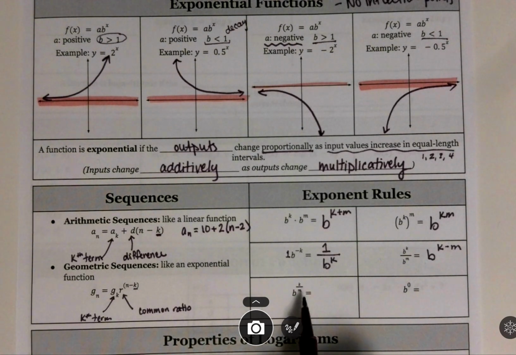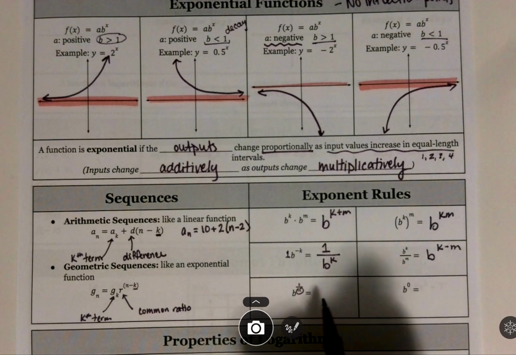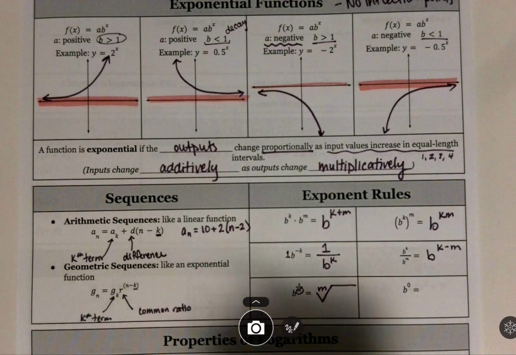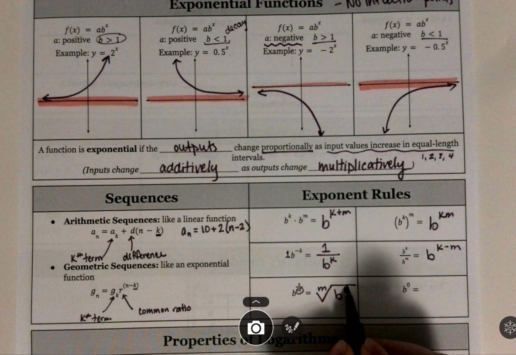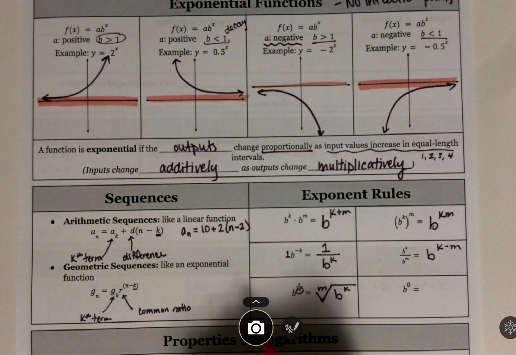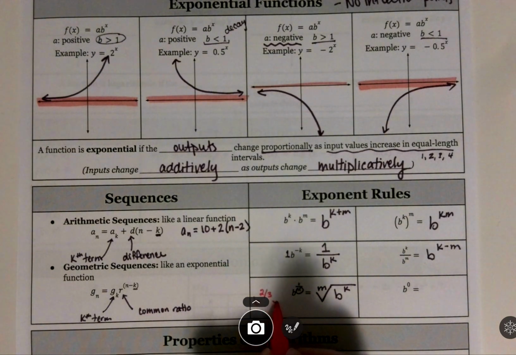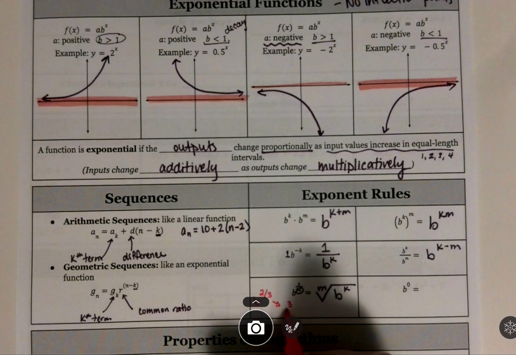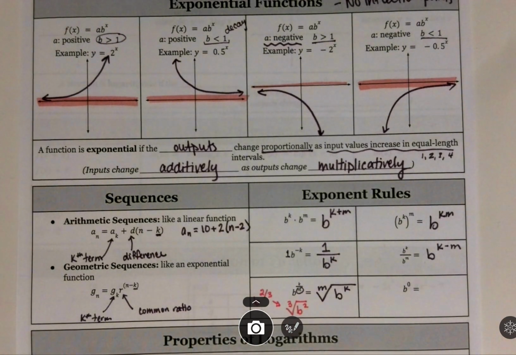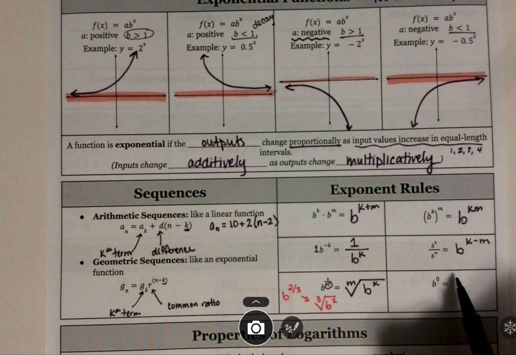If I have an exponent that's a fraction, I can identify the denominator here as my index. So my m is telling me what root it is. Is it a square root? Is it a cubed root? And then the numerator of that fraction goes on the inside. I'll give you an example for this one. If we had b to the power of 2/3, that would become the cubed root of b squared. And then that last exponent rule: anything to the power of 0 is 1.